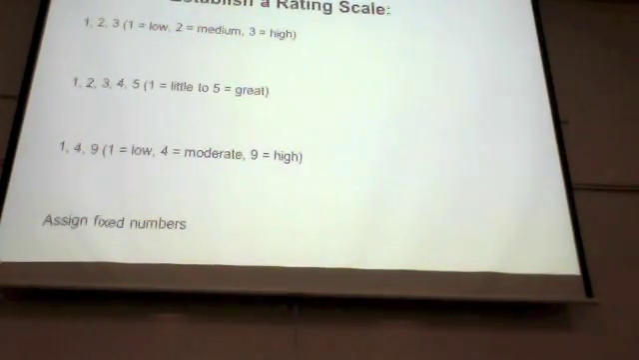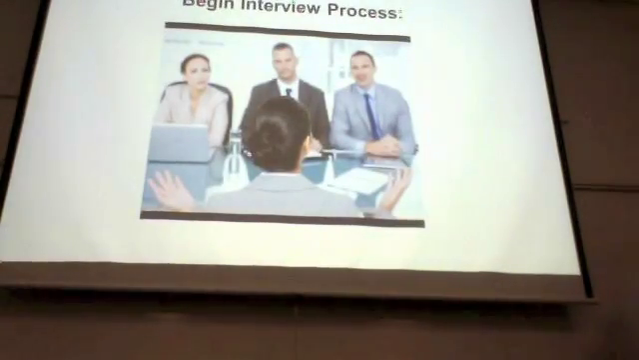Then you need to establish a rating scale. Some examples of rating scales are 1, 2, and 3, 1 being low, 3 being high; 1, 2, 3, 4, 5, 1 being little, 5 being great; 1, 4, 9, and assign fixed numbers. For our example, we are going to assign fixed numbers.